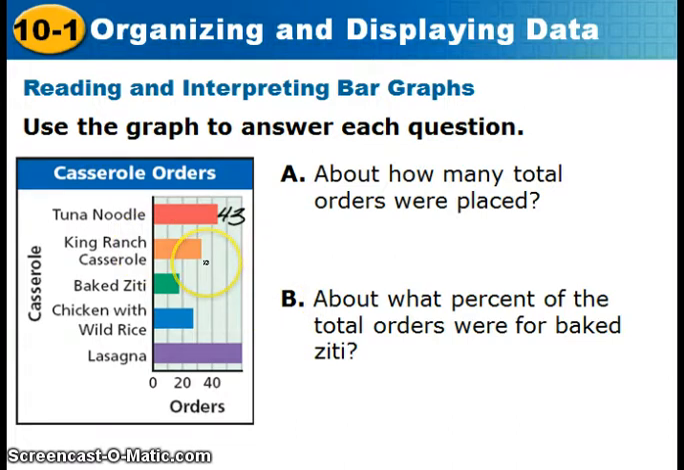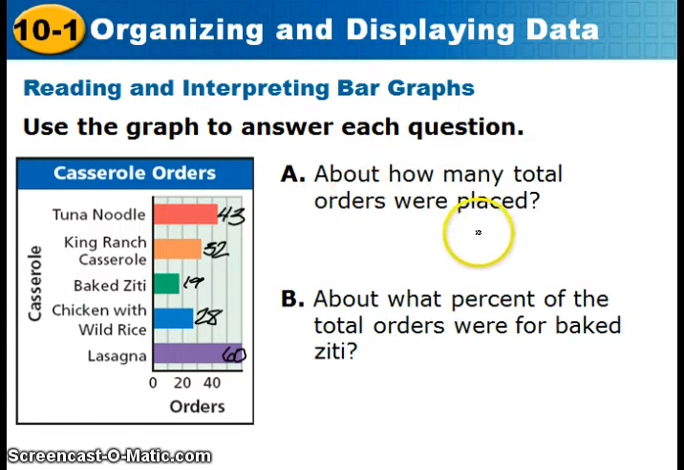The king ranch is just over 30, so we can estimate maybe there are 32 of those. The baked ziti is pretty close to 20. It's almost up to that second line, so maybe 19. Again, I'm estimating. Chicken with wild rice looks close to 30, but not as close as our last one was, so maybe we could say 28 there. And the lasagna goes all the way to the top, so if this is 40, the next line is 50, so that last line would be 60. So that's how you can read what's going on in this bar graph. You want to see how high or how far over that bar is.